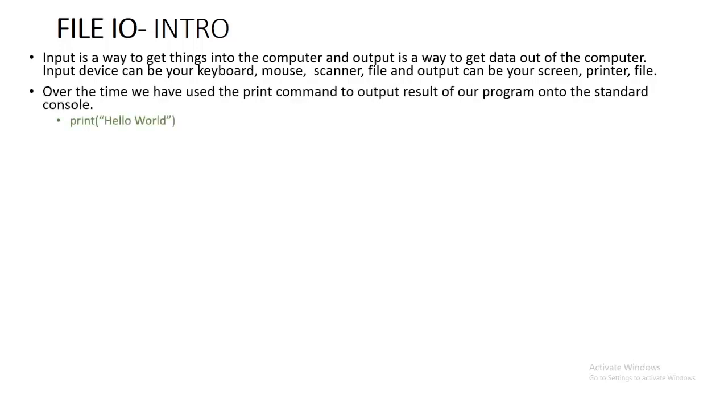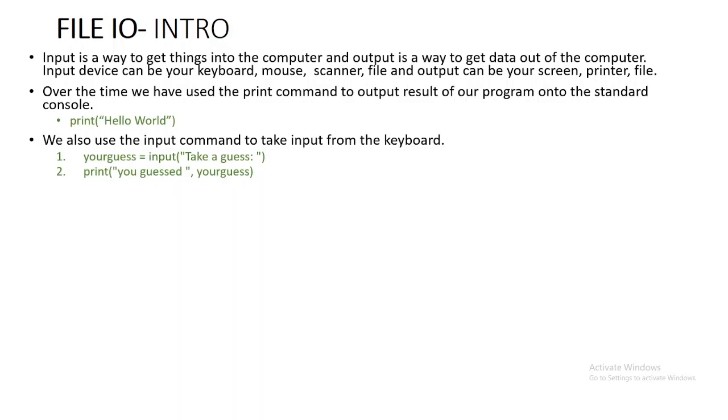Over time, we've used the print command to output results of our program onto the standard console. So we've been using print hello world, for instance, and then we see that result on the computer screen. We've also used input commands to take input from the keyboard. Right here is an input and output code. This does the input on your keyboard, and this does the output to your standard console.